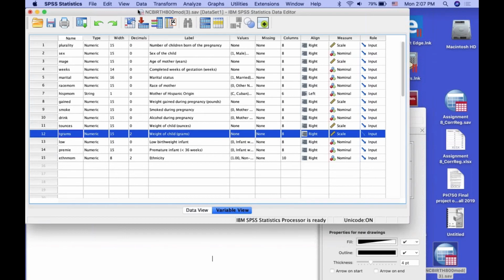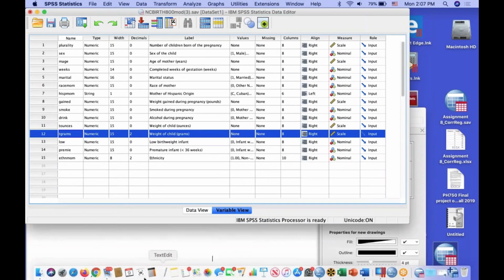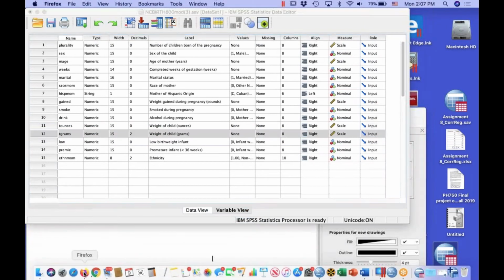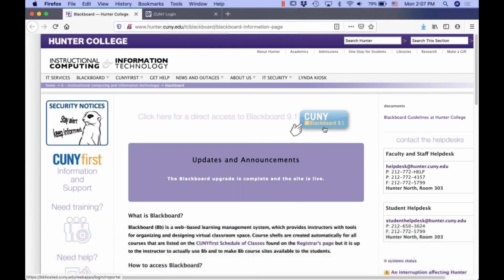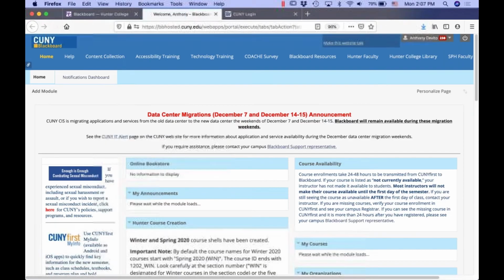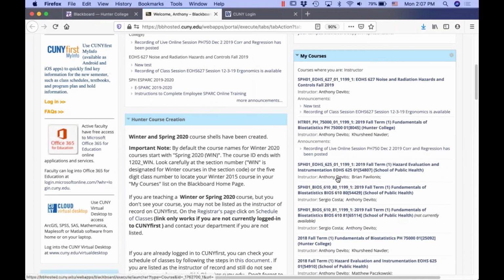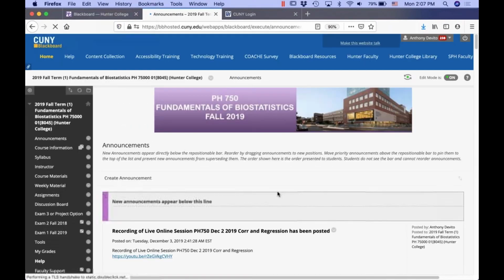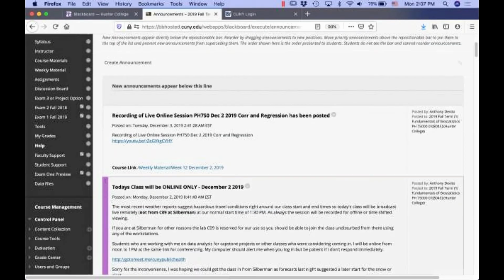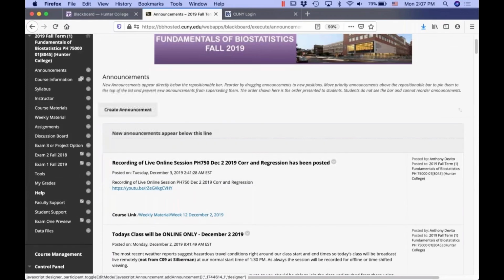So I have the data open in SPSS already, and I just want to go into Blackboard and make sure it's available to you as well. Okay, and I know it's in either last week's or the week before's, the same data set, but I want to make sure it's in this week's so you can find it easily if you're listening to this recorded or if you are working with us now.